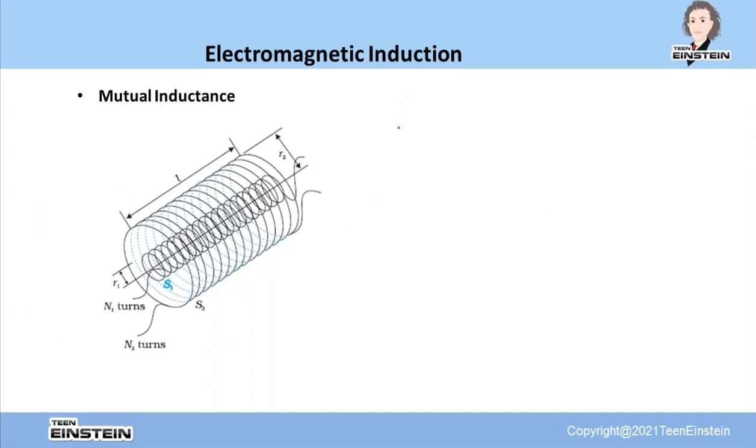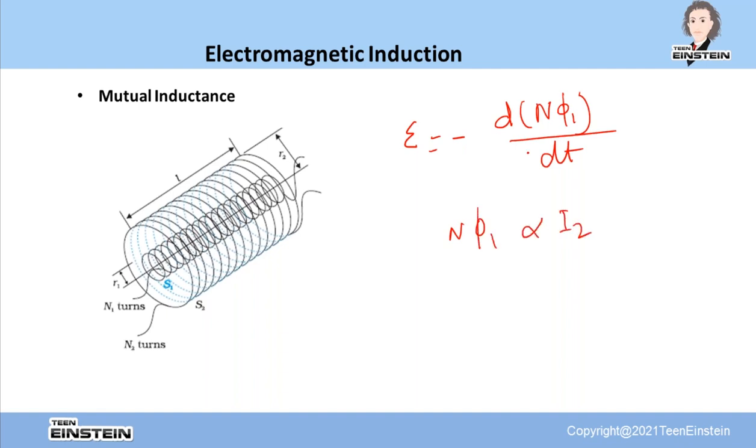Mutual inductance I have not told you yet. Let me tell you what mutual inductance is. We have seen that the induced EMF can be calculated as d of n phi 1 by dt. This I can write with an equality sign, no problem. Since n phi is directly proportional to I2, I can write this as minus M d I2 by dt.